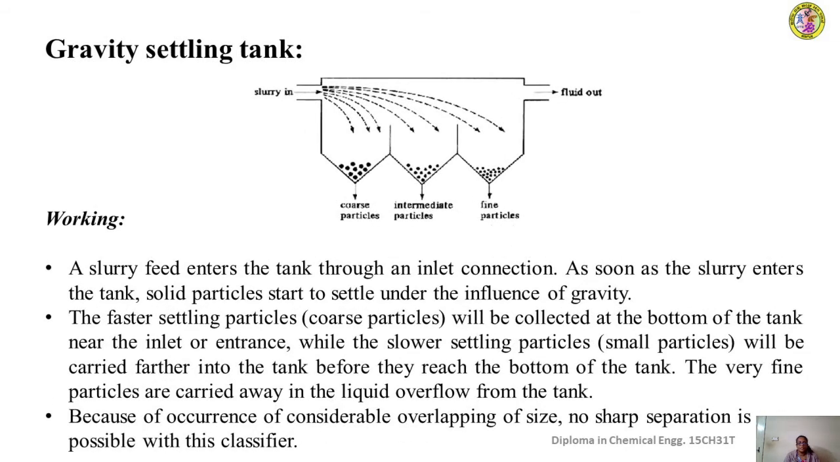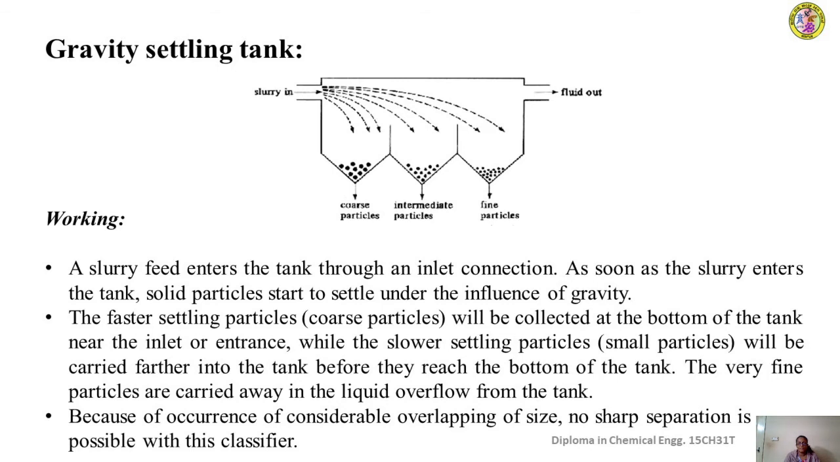So coming to the working of a gravity settling tank, you can see the working principle in the diagram. On one side there is an inlet for slurry and the other side of the tank has an outlet for fluid. The solid particles in the form of suspension in a fluid enter the tank from the feed inlet.